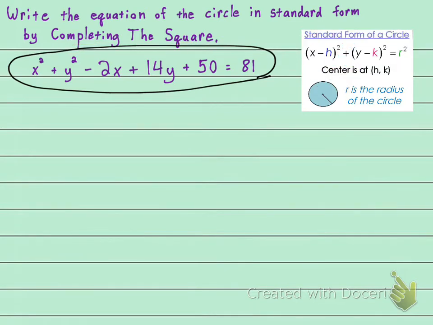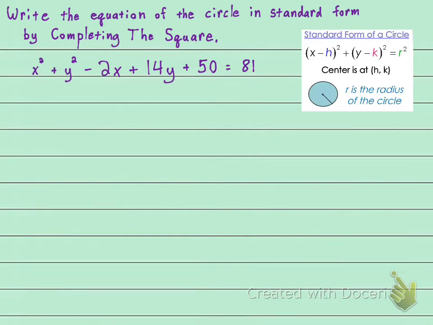First thing I want to do is put all my x's together and all my y's together, and then all my constants will go on the other side. So I have x squared minus 2x plus y squared plus 14y. And now let me subtract 50 from the left hand side, so I have no more constants on the left. If I subtract 50 from the left, I have to subtract 50 from the right. So that's going to equal 31.